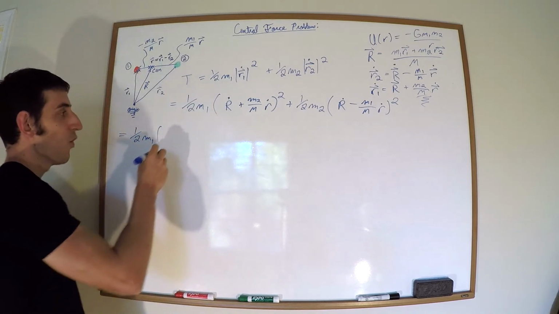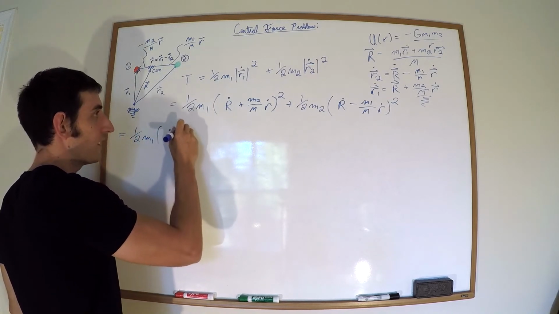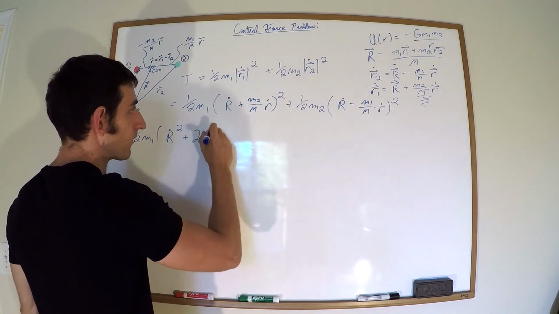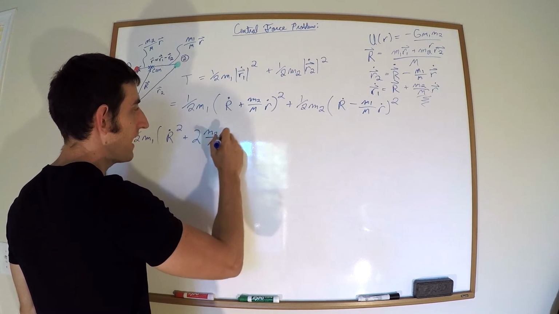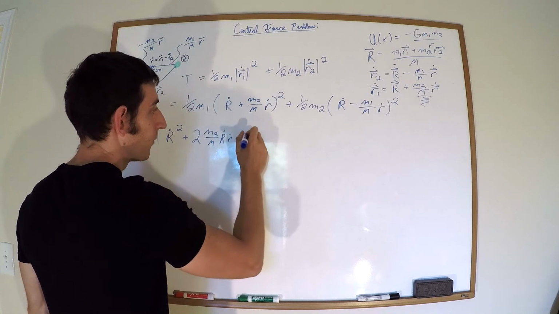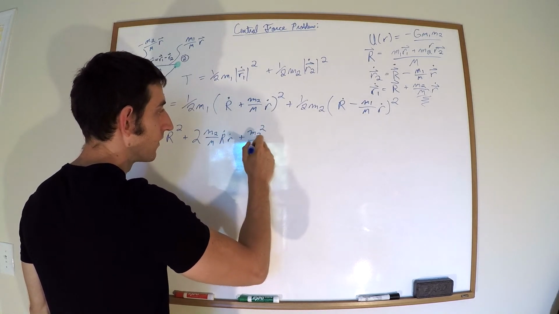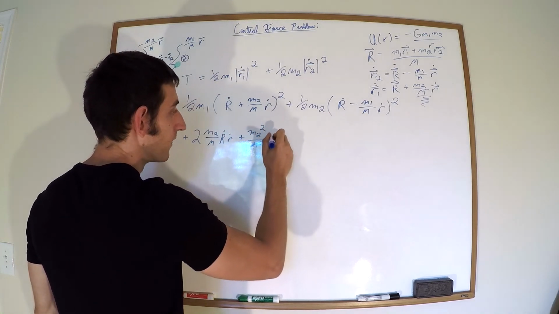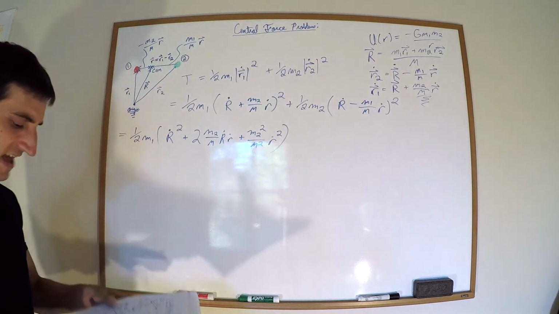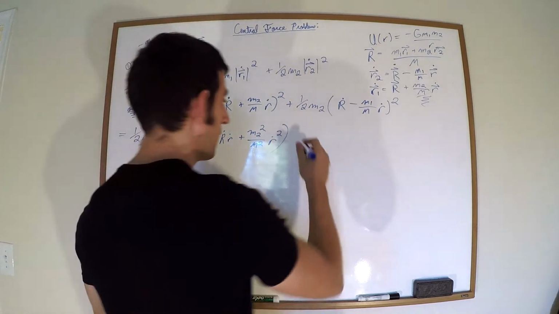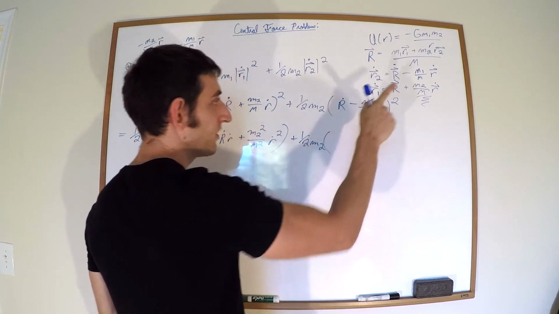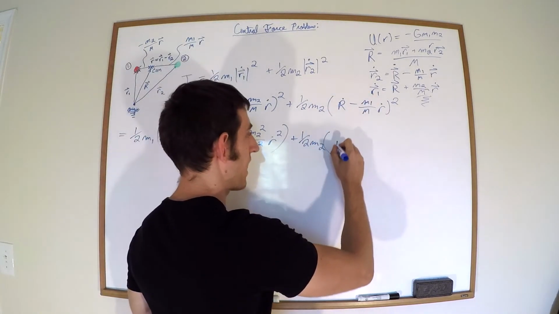So, we get M1 R dot squared, we see that squared, plus 2 M2 over big M R dot little r dot plus M2 squared over M squared little r dot squared. Okay? Not too bad, not too bad. So now we want to repeat the whole process with this term. So what do we get when we square the terms? We get the big R dot squared.